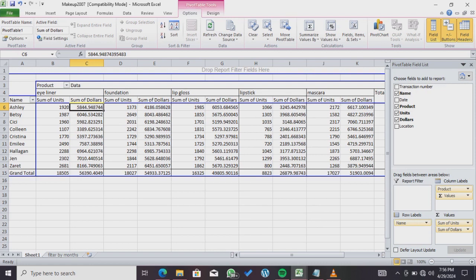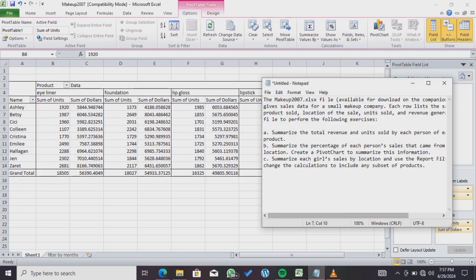This part is total revenue sold, and this is total units sold. And this is each product and each person. I don't know if you get what I'm saying. They're summarizing each product per person. All right, so that's that for A.